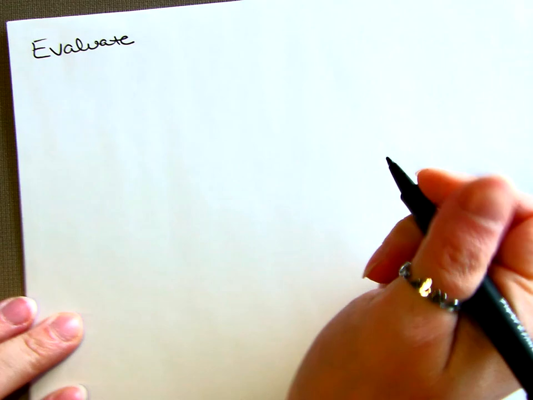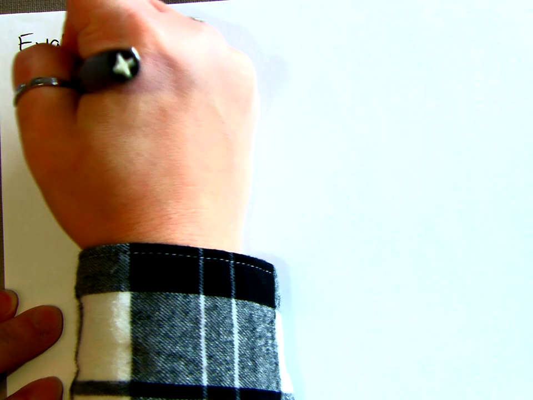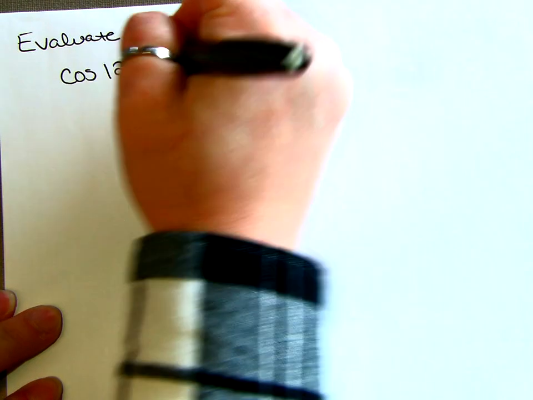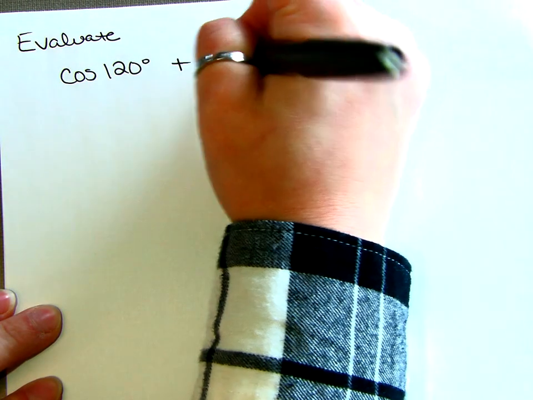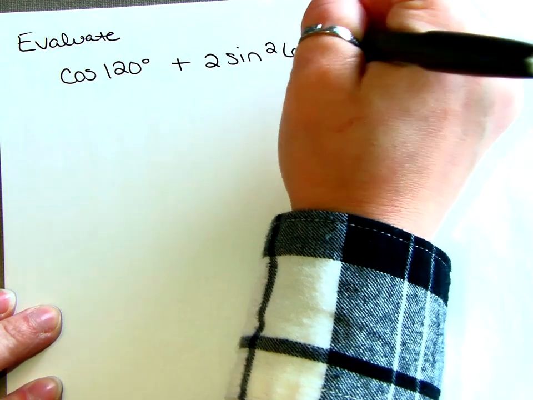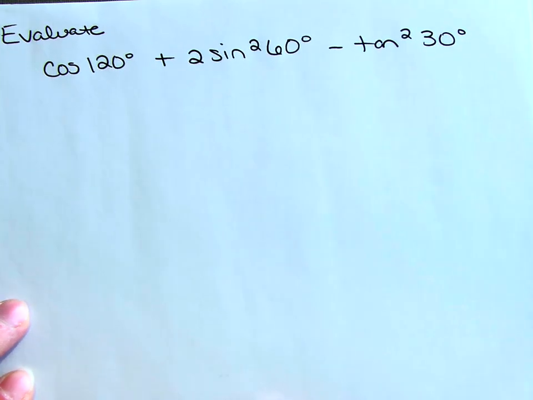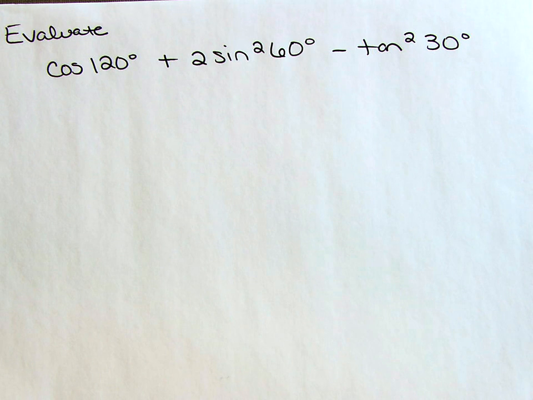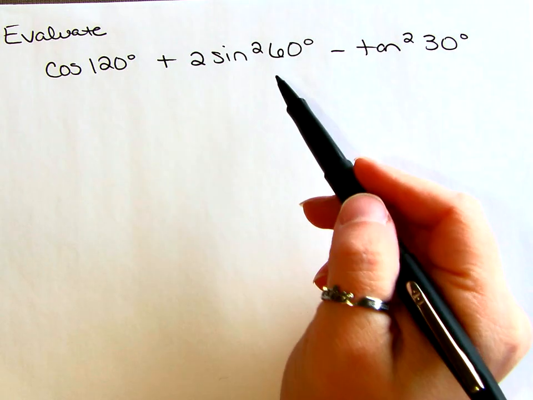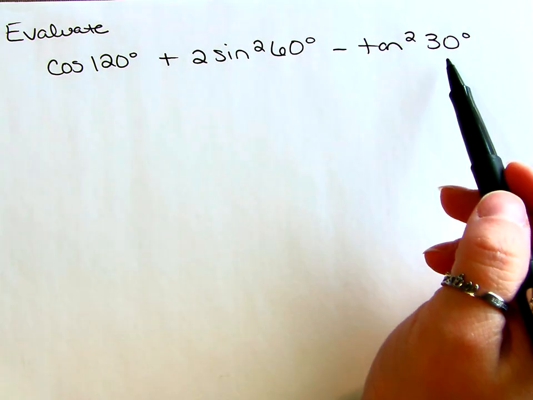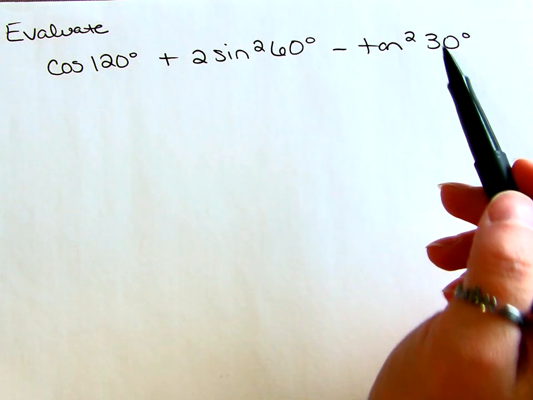We have cosine of 120 plus 2 sine squared of 60 minus tangent squared of 30. We've been learning all this stuff so that we can start dealing with expressions and equations using our trigonometric functions. You might think this seems like a lot, but it's not horrible, because we know our sine of 60 and our tangent of 30. We can get that information. The only one we really have to deal with is this cosine of 120.